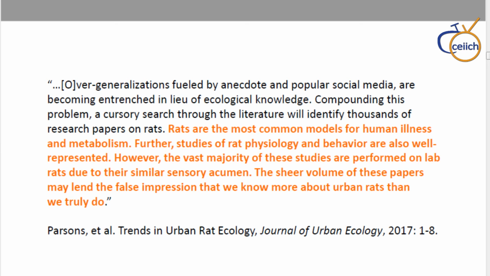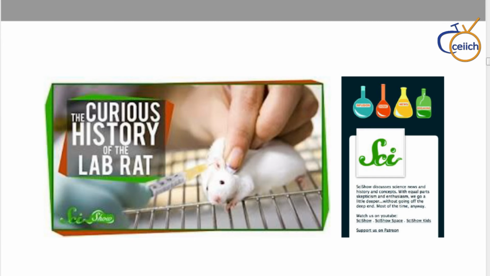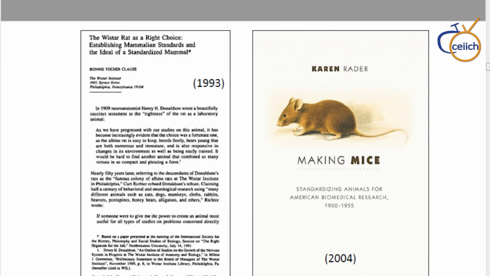Of course, information for that show comes from a historical literature that has looked at the origins of the lab rat. Historian Bonnie Clause has a very nice paper about the Wistar rat. And what she shows in this paper is that the common lab rat is actually the same lab rat that originated from the Wistar Institute. And genetically, they're very much a part of the same strain of rat. Lab rats are very much a standardized laboratory tool.